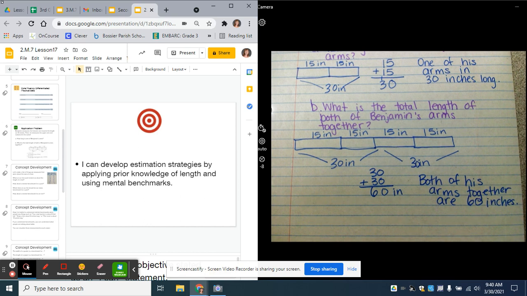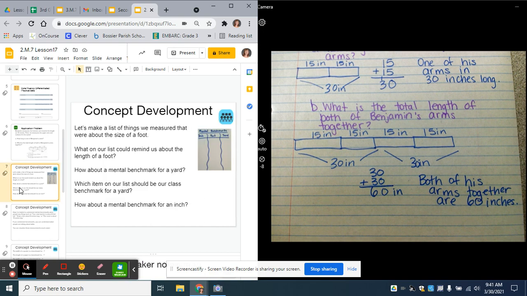All right, so I said our I can statement was I can develop estimation strategies. Estimation means I'm going to make a really good guess by applying prior knowledge of length and measurement, using mental benchmarks. Well, what is a mental benchmark? Well, I'm going to show that to you today.